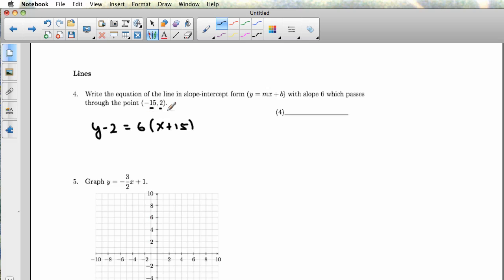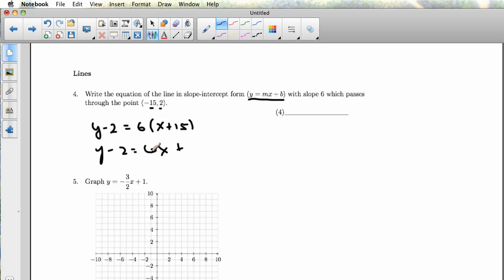Very easy to check that this is right, because if you put in this point, you put y equals 2 here, you'll get 0 on this side. You put x equals negative 15 here, you get 0 on this side. So the equation will say 0 equals 6 times 0 at the point, and that's what will always happen with point slope form. Now the question says to put this in slope-intercept form, so that means I will manipulate this equation until I have the y by itself on one side.